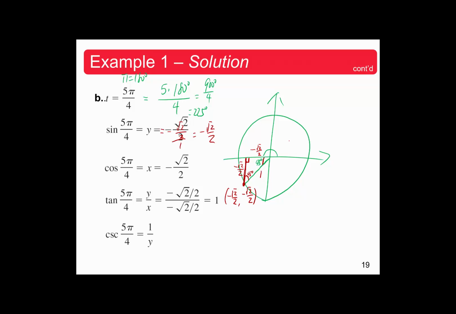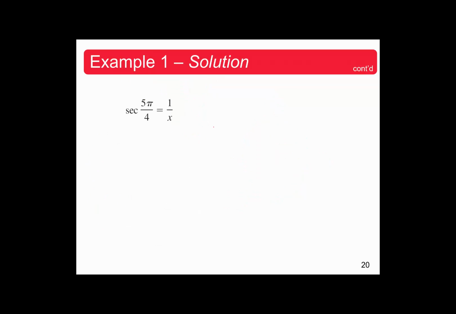And then cosecant is a reciprocal of sine, right? So you just take the reciprocal of that. So now we end up with the reciprocal of this. Then we simplify that. You get negative radical 2. Secant is a reciprocal of cosine, so it's the same as cosecant. Cotangent is a reciprocal of tangent, so it's also 1.